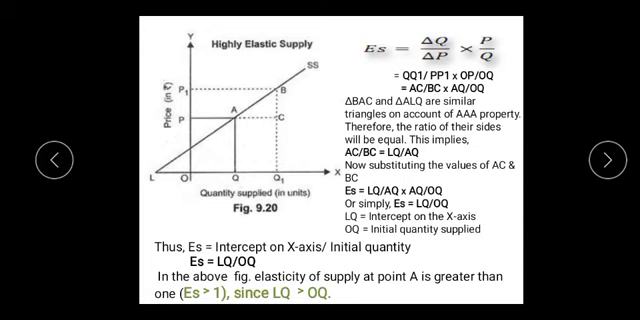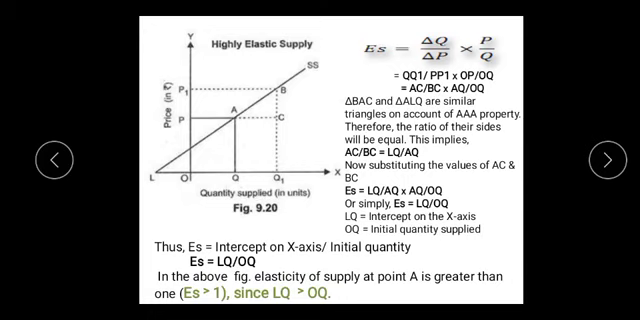The SS curve in this figure is extended beyond the y-axis so that it meets the extended x-axis at point L, here. Now dear students, from the percentage or proportionate method, we know that elasticity of supply is equal to del Q divided by del P into P divided by Q. That is, change in quantity supplied divided by change in price, into initial price divided by initial quantity supplied.